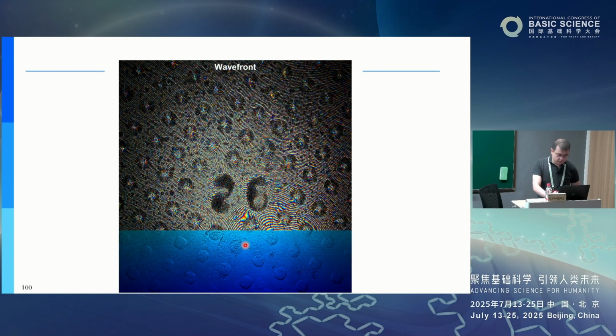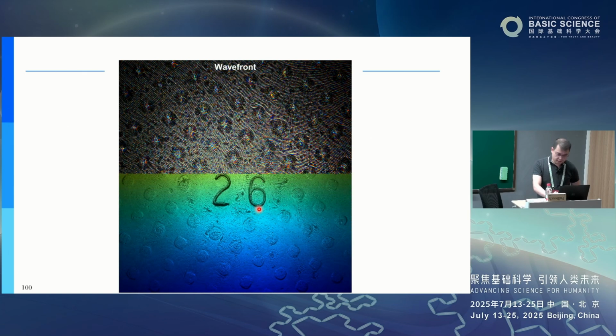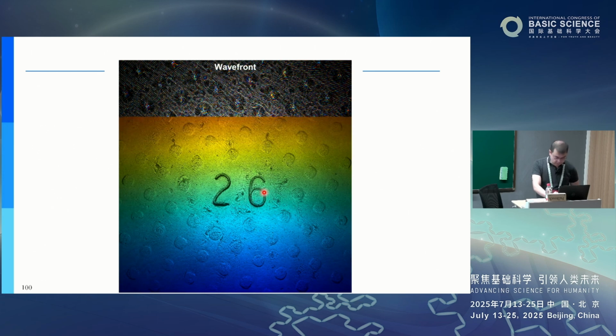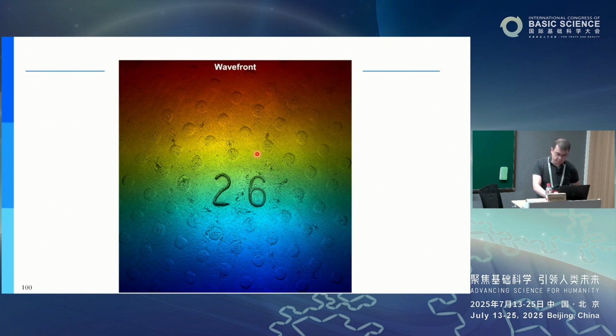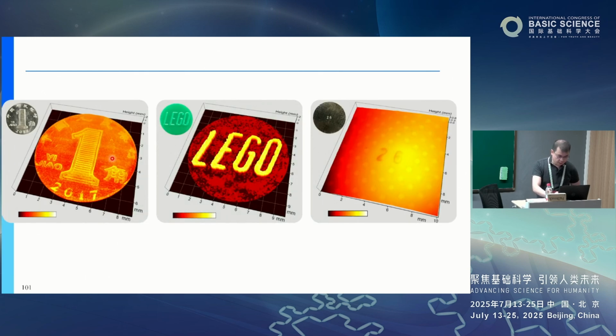And you can see this is the all-in-focus image. The color here means the height map of the object. So this is the 3D images of these different types of objects.